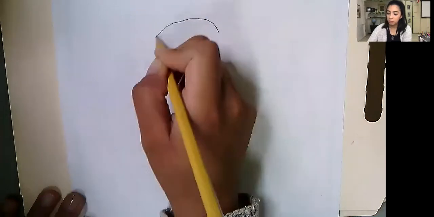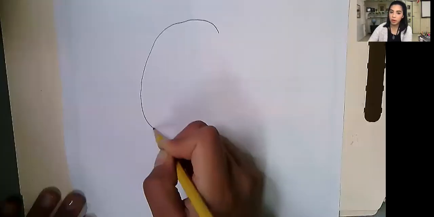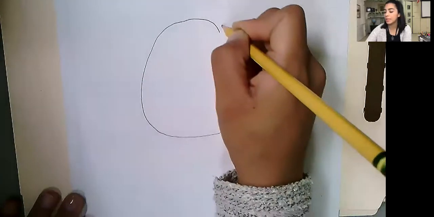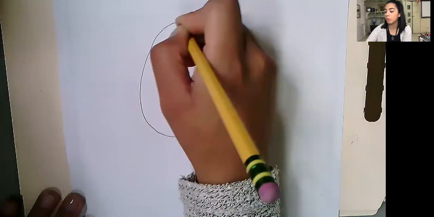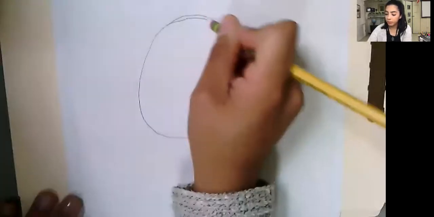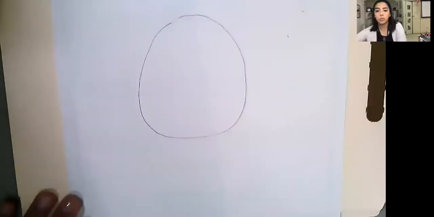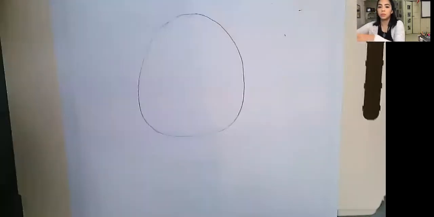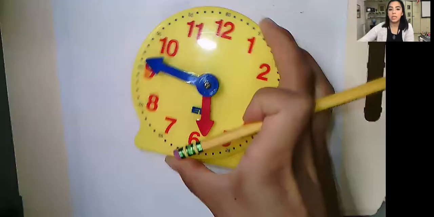I'm going to share my screen once more. We're going to begin first by drawing a circle. You don't have to write anything. All you should be doing right now is listening and watching me finish this circle. A clock is normally circular. That's my circle. This is my other clock.